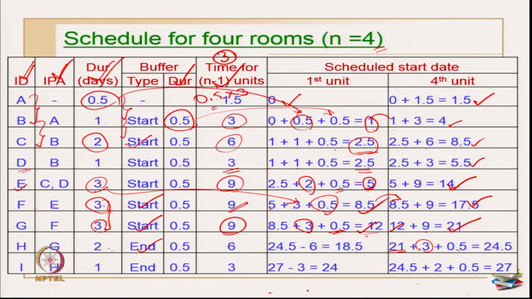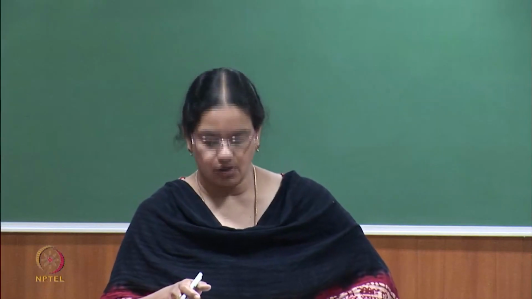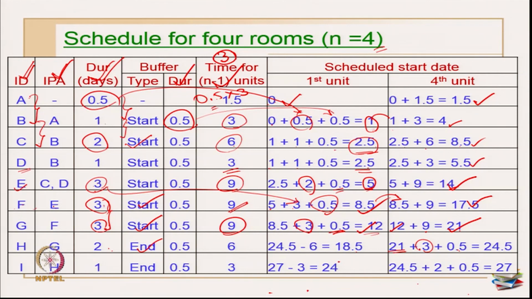If by mistake I start at 12 plus duration of the activity, 3, plus 0.5, which is 15.5, then by using a short start buffer, what will happen is after the 2nd or 3rd unit I may be colliding or interfering with the F activity or something. So in order to avoid that, we are introducing an end buffer, and then we are deciding the scheduled start date of H in order to avoid interference between the activities.